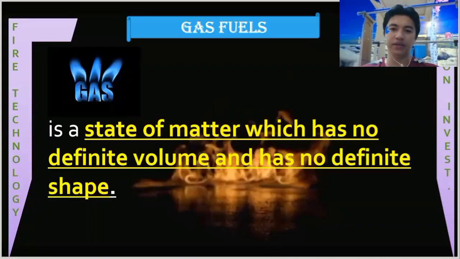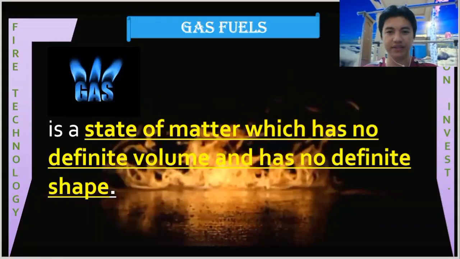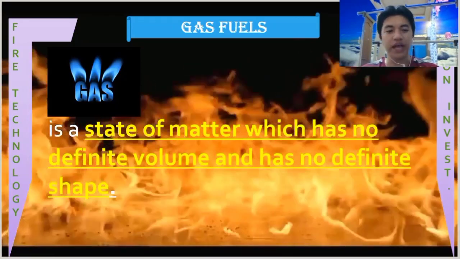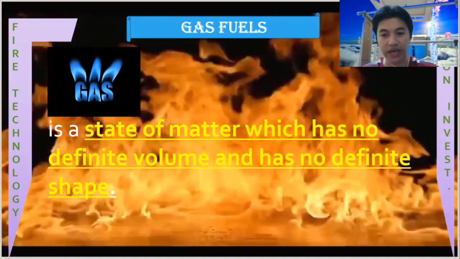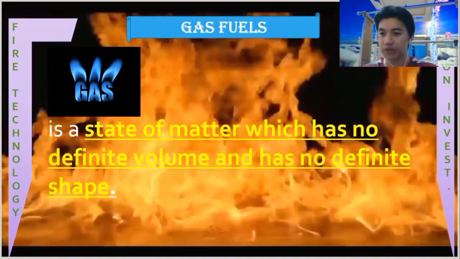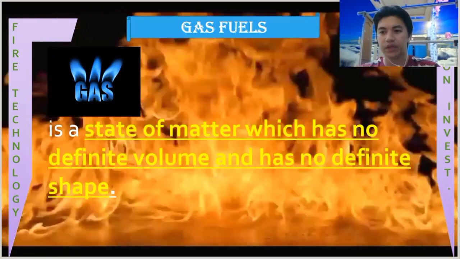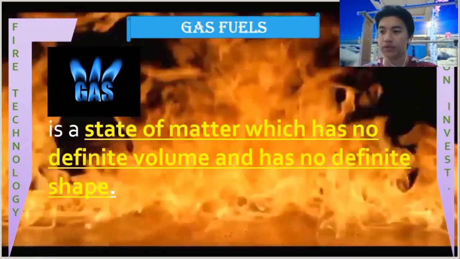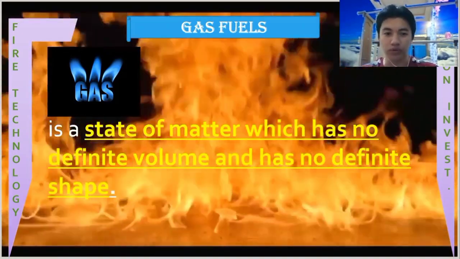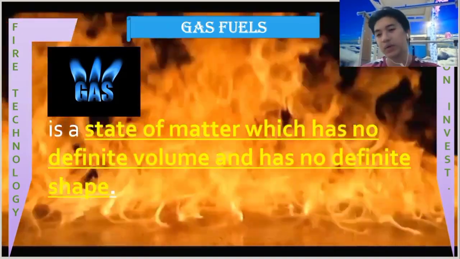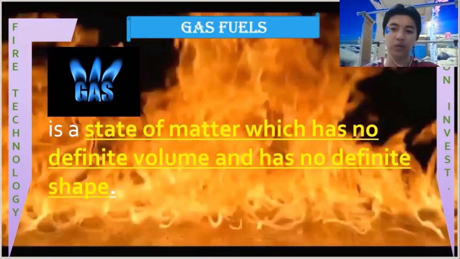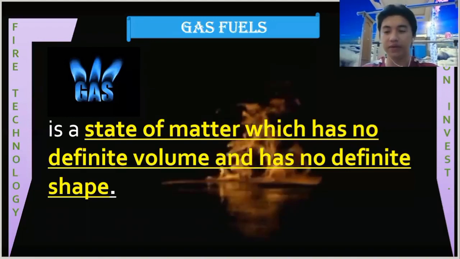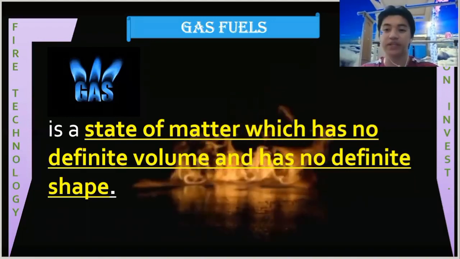The next element is gas. What is gas? Gas is a state of matter which has no definite volume and has no definite shape. It is composed of very tiny particles called molecules in constant random motion. When a liquid is exposed to heat, it produces a gaseous state, which is the vapor.